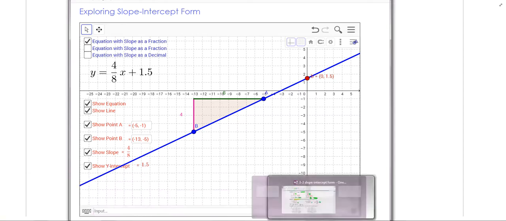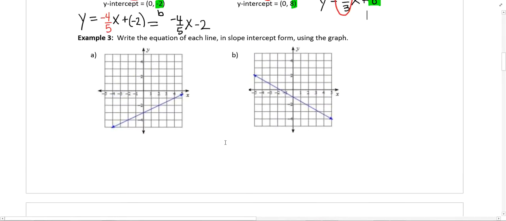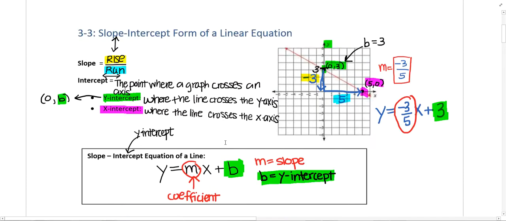Okay, so going back to the notes. In this example, we want to write the equation of the line in slope-intercept form using a graph. So kind of how we did it up here.